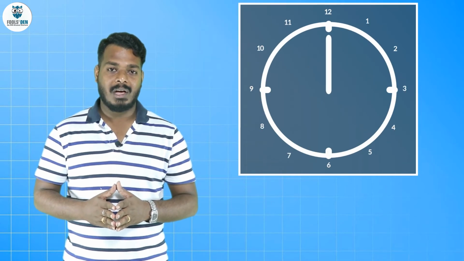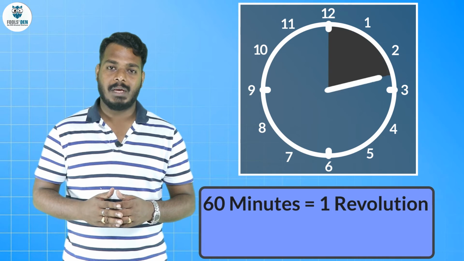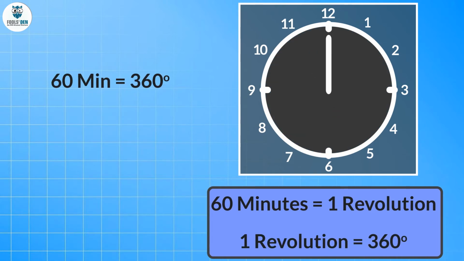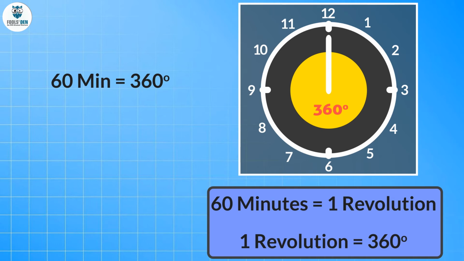The minute hand covers one revolution in 60 minutes, 1 hour. So in 60 minutes, it covers 360 degrees. In 1 minute, it would cover 360 divided by 60, that is 6 degrees. So the key points, the key concepts that we've learned here are the hour hand covers half a degree per minute and the minute hand covers 6 degrees per minute.